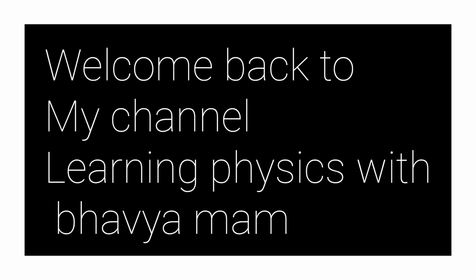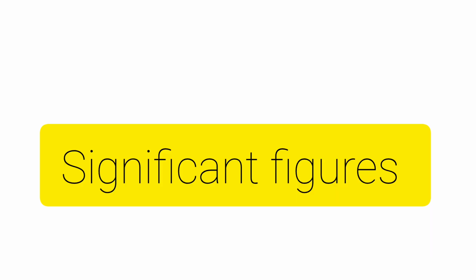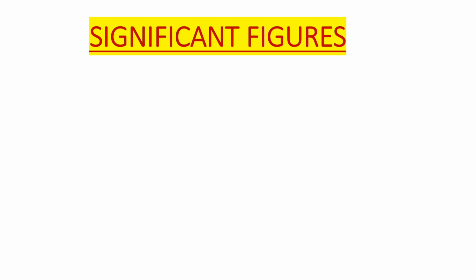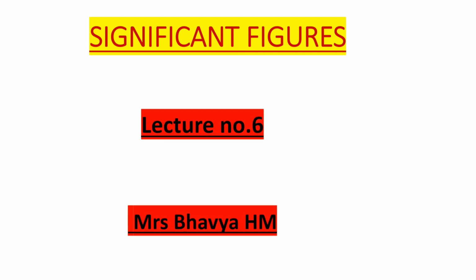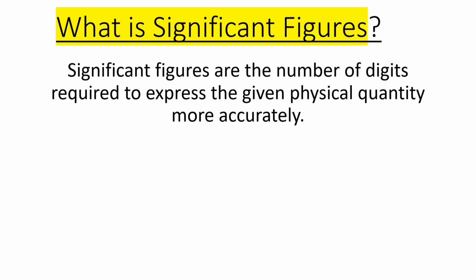Today we are going to discuss significant figures. That is lecture number 6. Significant figures are the number of digits required to express the given physical quantity more accurately. So it tells about how many digits are required to express the given physical quantity more accurately.